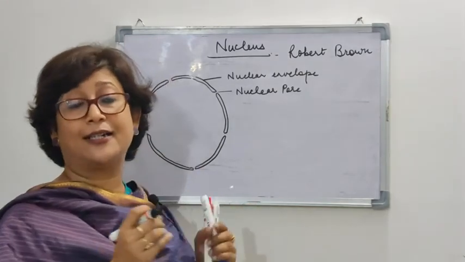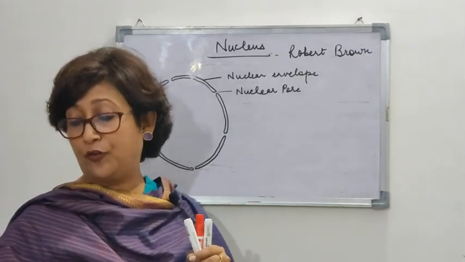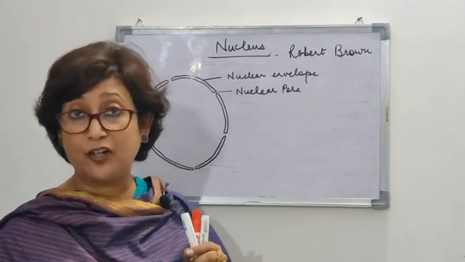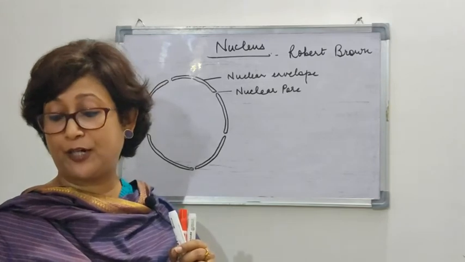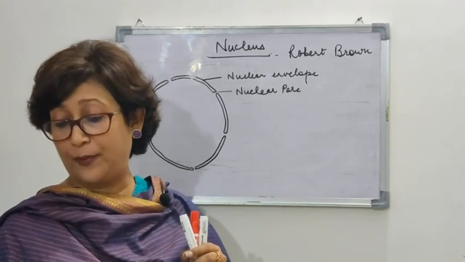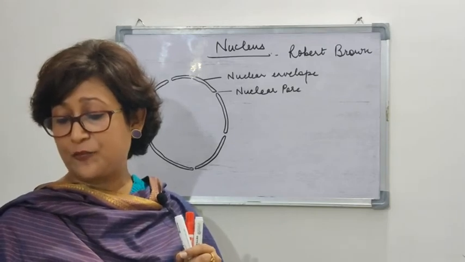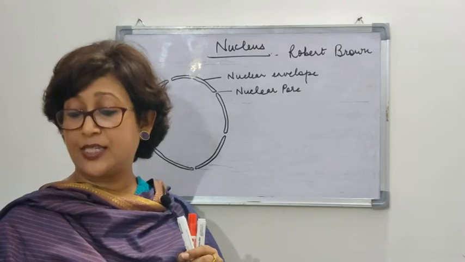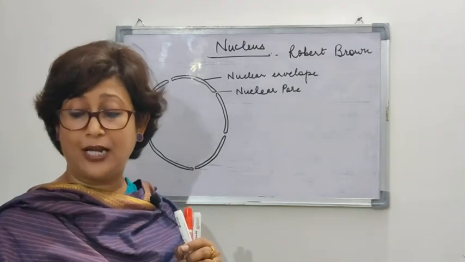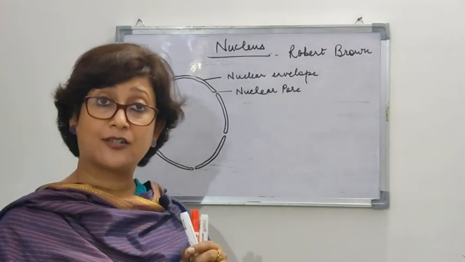So nucleus is the largest cell organelle, right. Though the nucleus was first observed by Leeuwenhoek in red blood corpuscles of fish, it was well described by Robert Brown, right. Then nucleus is present in all the eukaryotic cells with the exception of mature sieve cells of vascular plants, and they are also absent in mature red blood cells, right.